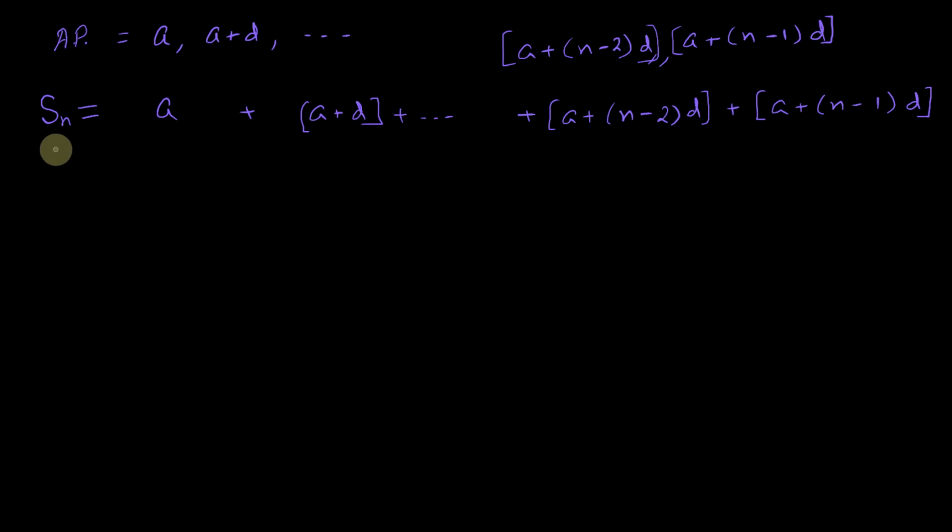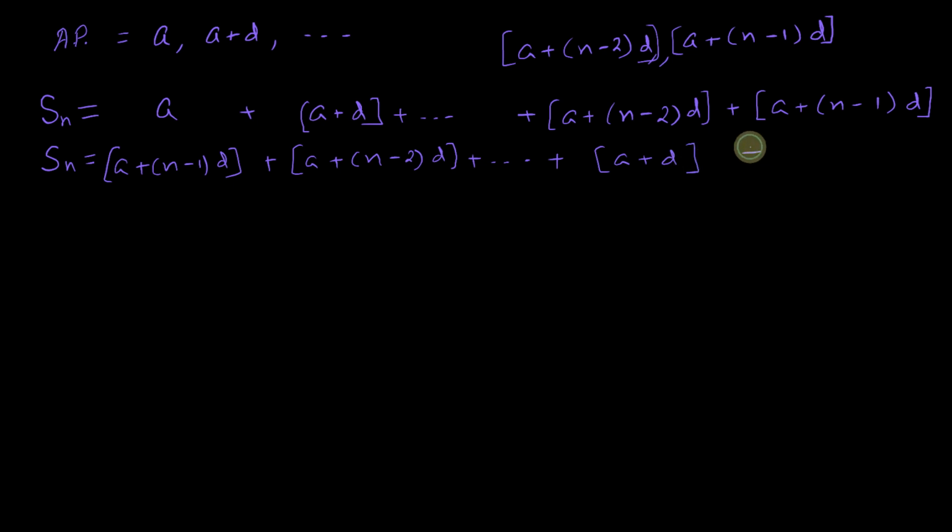Right? From the previous example, we know that we have to write it in the reverse order. Then in place of this a, we will have to write this term. So it becomes a plus n minus 1 d plus the second term, this a plus n minus 2 d, plus and so on, plus the term which was second earlier will become the second last. So here a plus d, and finally the first term becomes the last term a, right?